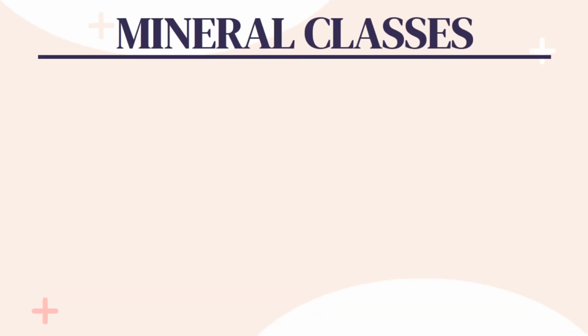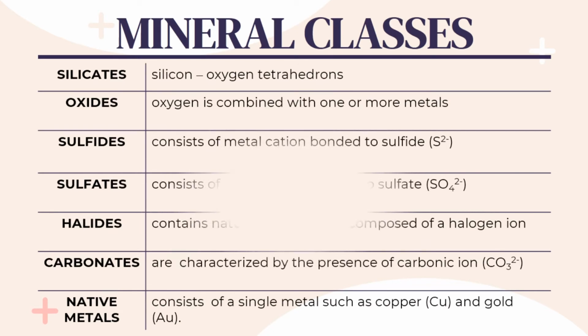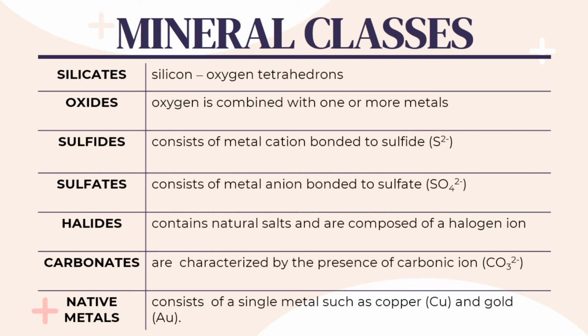In terms of composition, minerals can be classified into several mineral classes which are mainly composed of elements that are abundant in Earth's crust. The first one is called silicates. Silicates is the largest group, composed primarily of silicon-oxygen tetrahedrons. Next is called oxides. It contains oxygen that is combined with one or more metals.